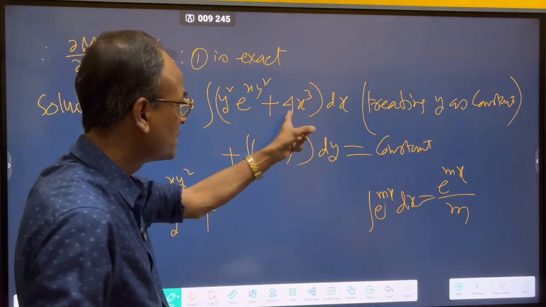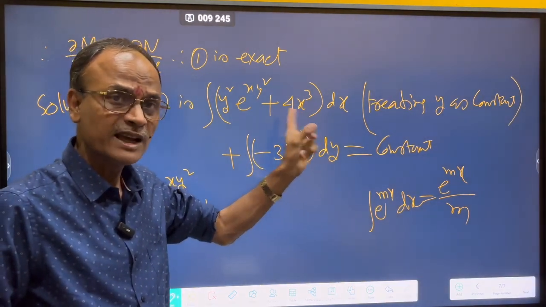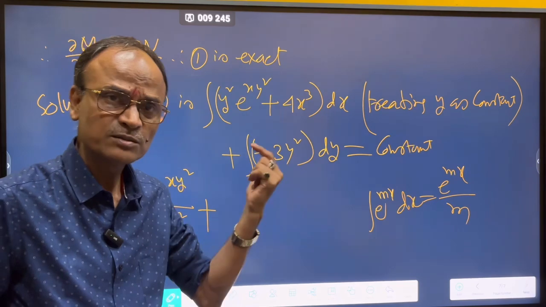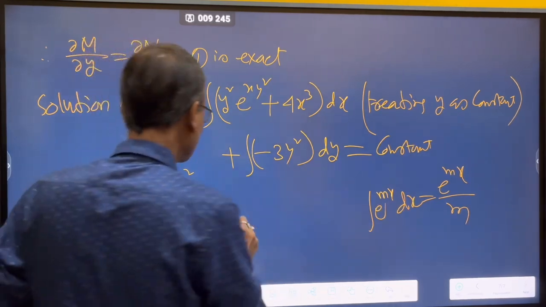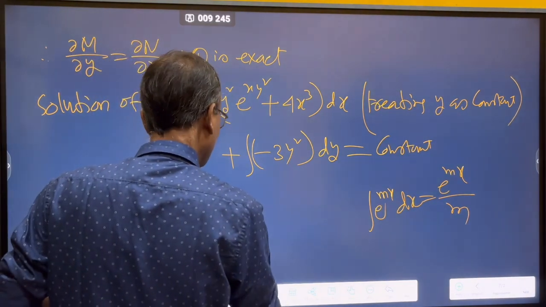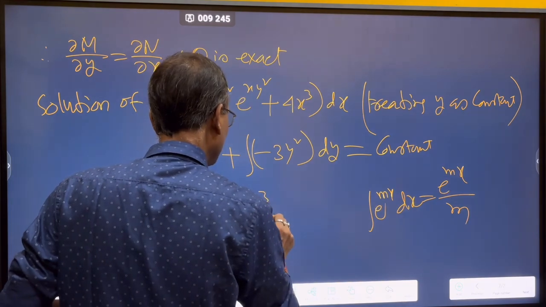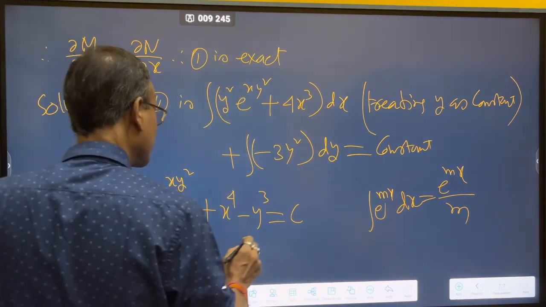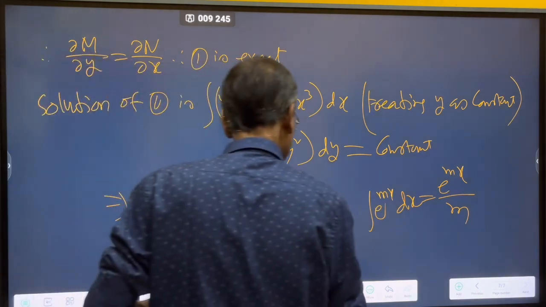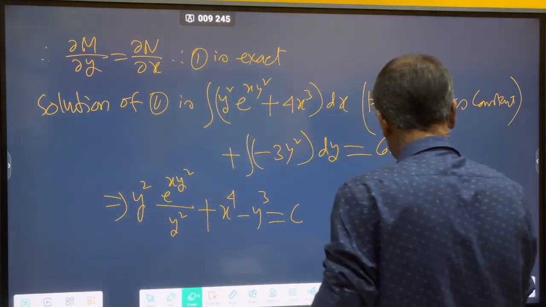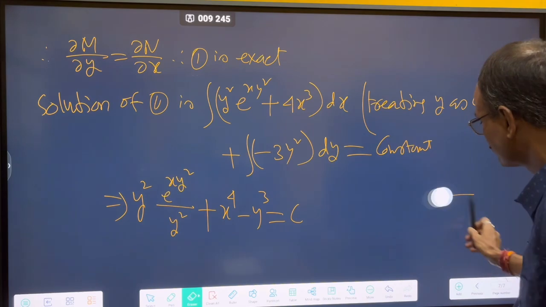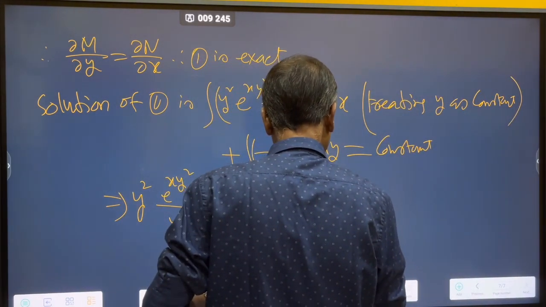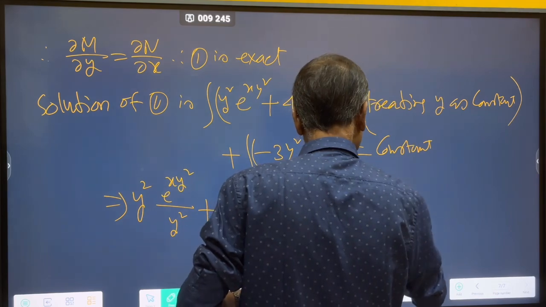Plus the integration of 4x cube, which is x to the power 4 by 4. Differentiation of x to the power 4 is 4x cube, therefore it is x to the power 4. Minus y cube. This is equal to a constant c, where c is an arbitrary constant.